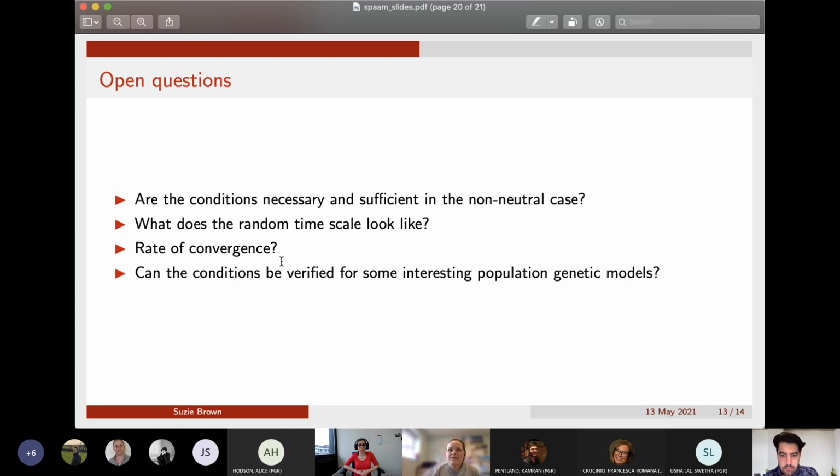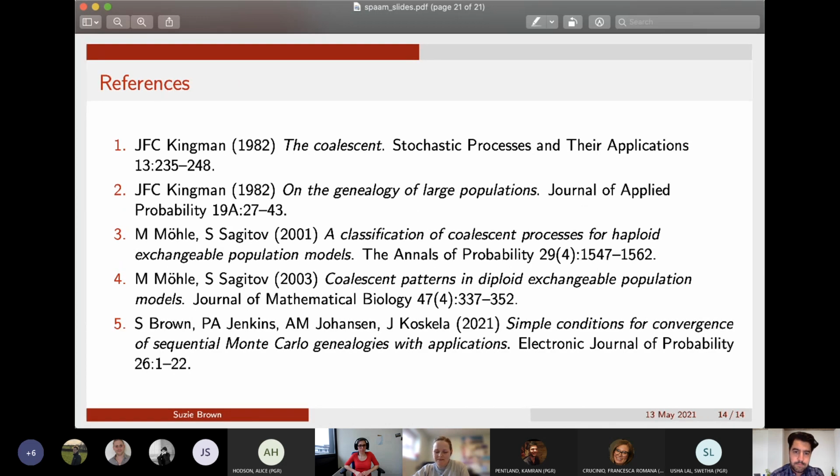Moehle and possibly others also did some work on rates of convergence for the neutral case, so that could be something that could be done in the non-neutral case as well. And as I said, we've done lots of applications in sequential Monte Carlo, but it would be nice to have a look more from the population genetics side as well. So there we go, and there are some references.